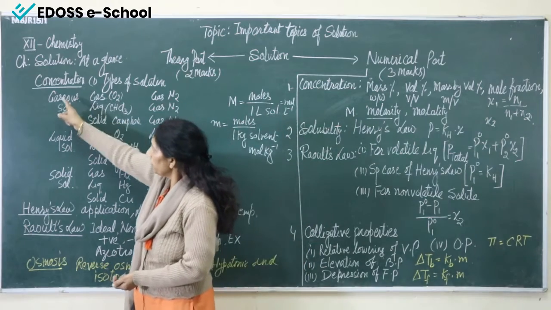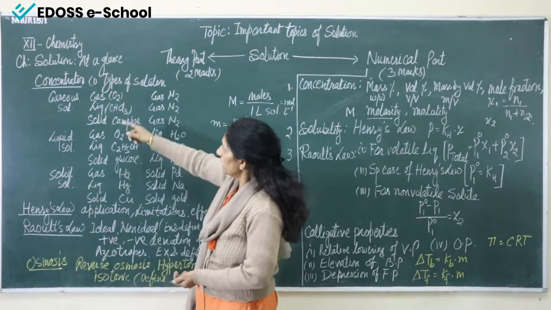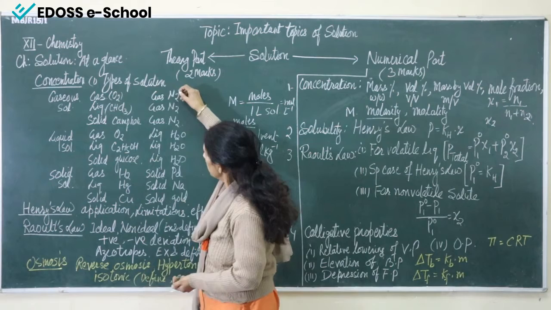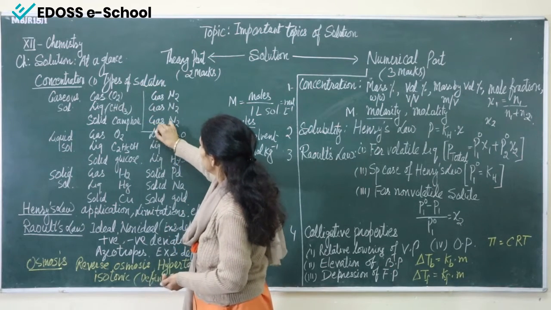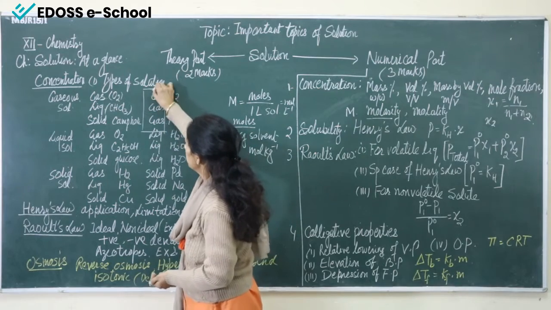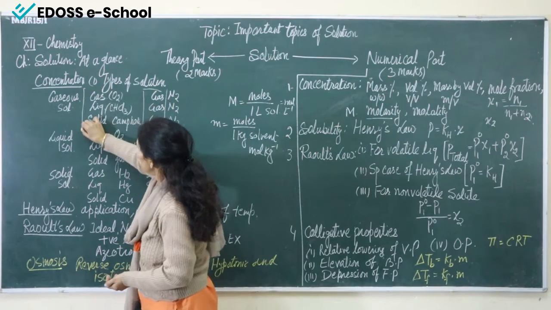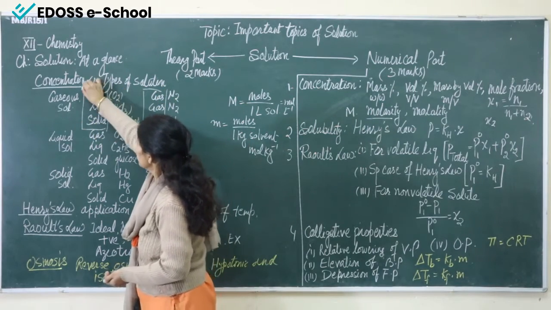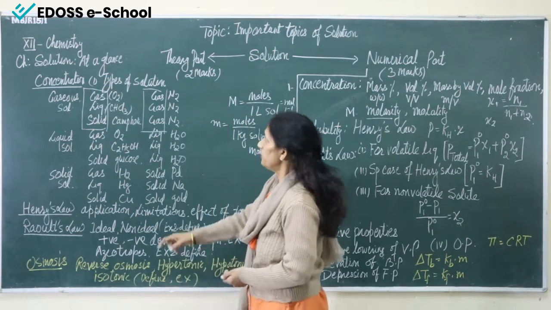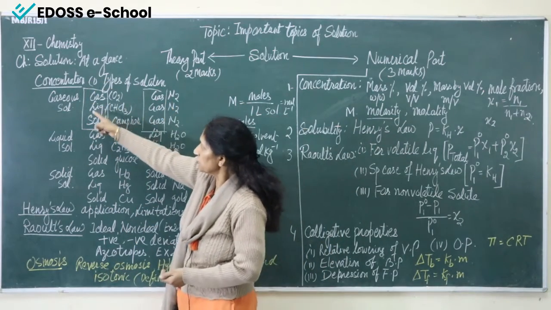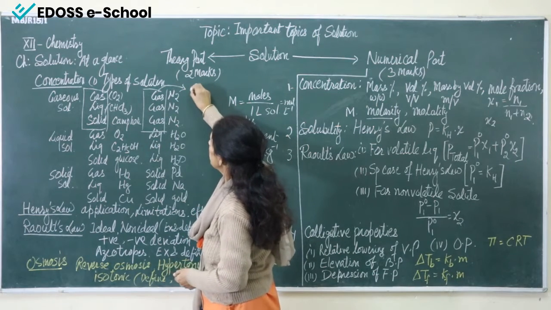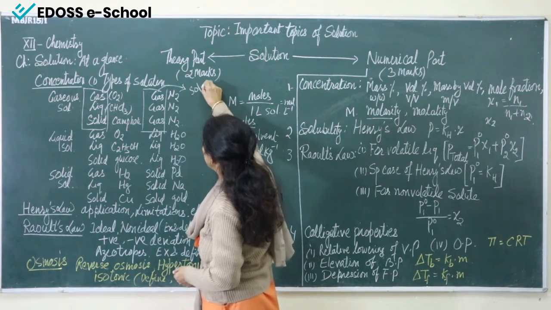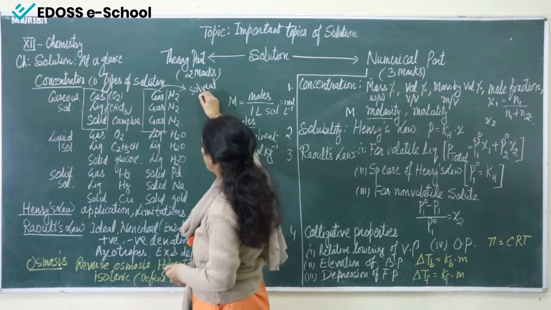So if gaseous solution is there, that means this portion is solvent and this is solute. So gaseous solution can be prepared. For gaseous solution you have to take the solvent in the form of gas. Solvent must be in the form of gas.